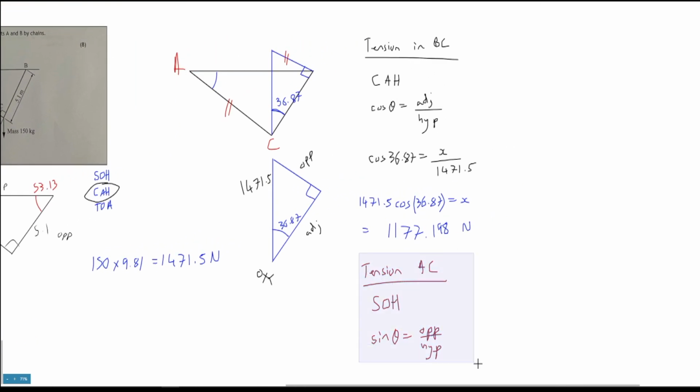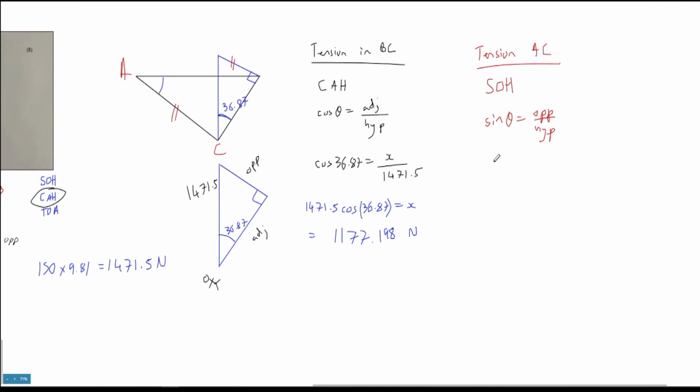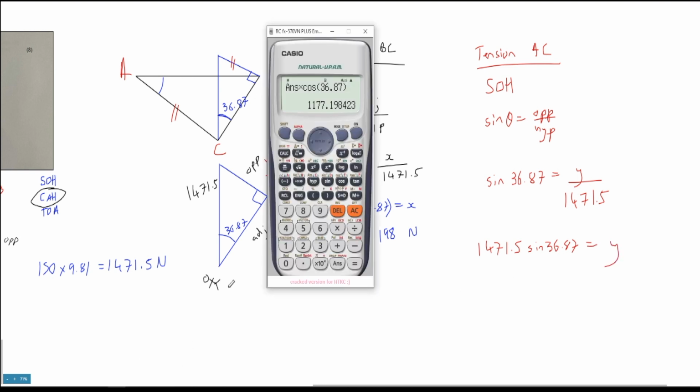Let's make a bit more space so you can see this clearly. I'll put it up here. Okay, it's looking good. So now we can say sine of, we know the angle, it's 36.87. We don't know the opposite, we'll call it y. And we do know the hypotenuse, it's 1471.5. We multiply that back to the other side. Sine 36.87. Now this is equal to y. Right. Let's give it a go.